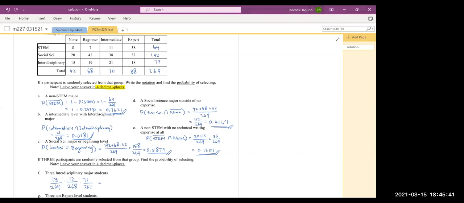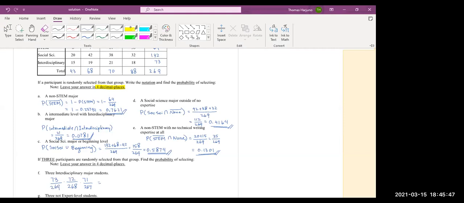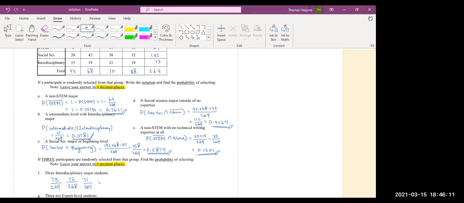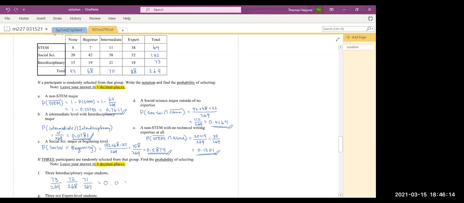Tell me what you get. I want to check if you still remember how to use your calculator. 0.0193. Oh, that's going to be 4. 0.019384. That's right.